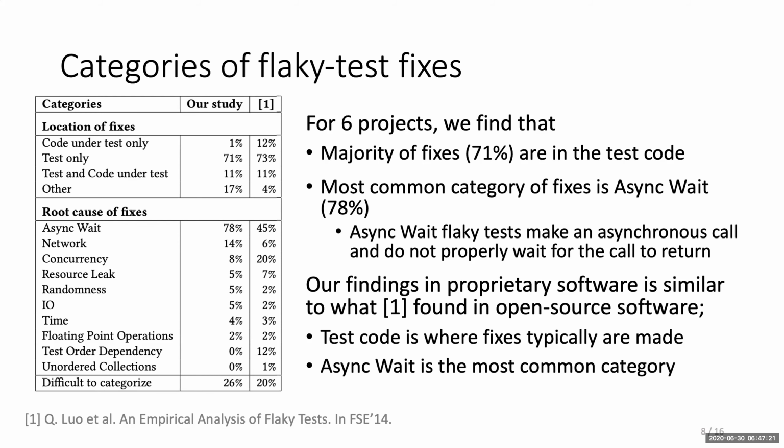Our findings from this research question are similar to what has been found by some previous work that was done on open source software. Specifically, we find that test code is where fixes are typically made and that async wait is the most common category of fixes.